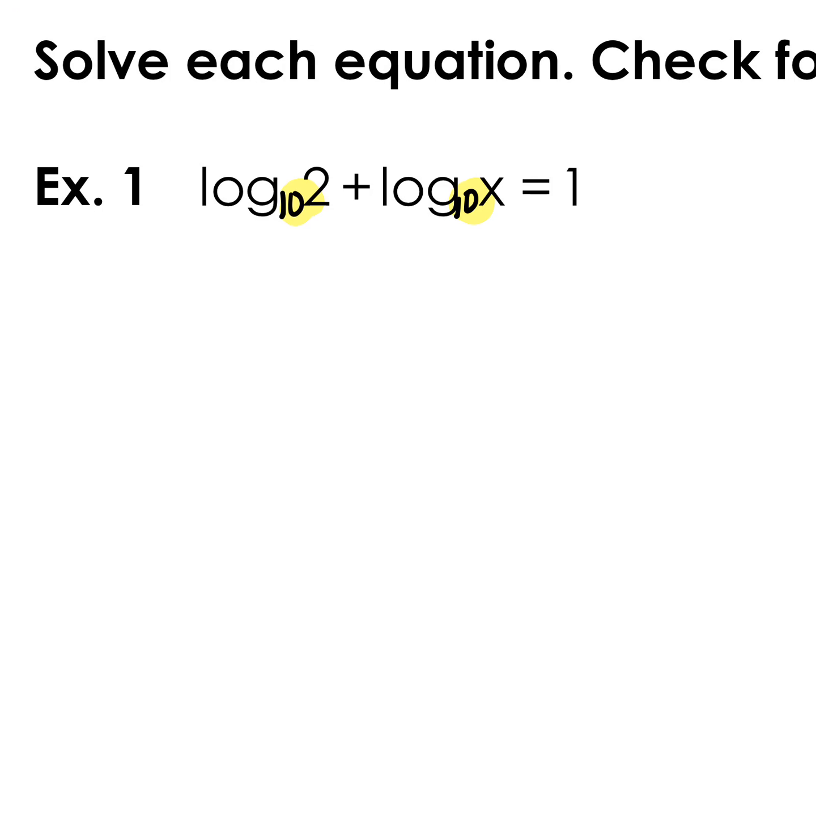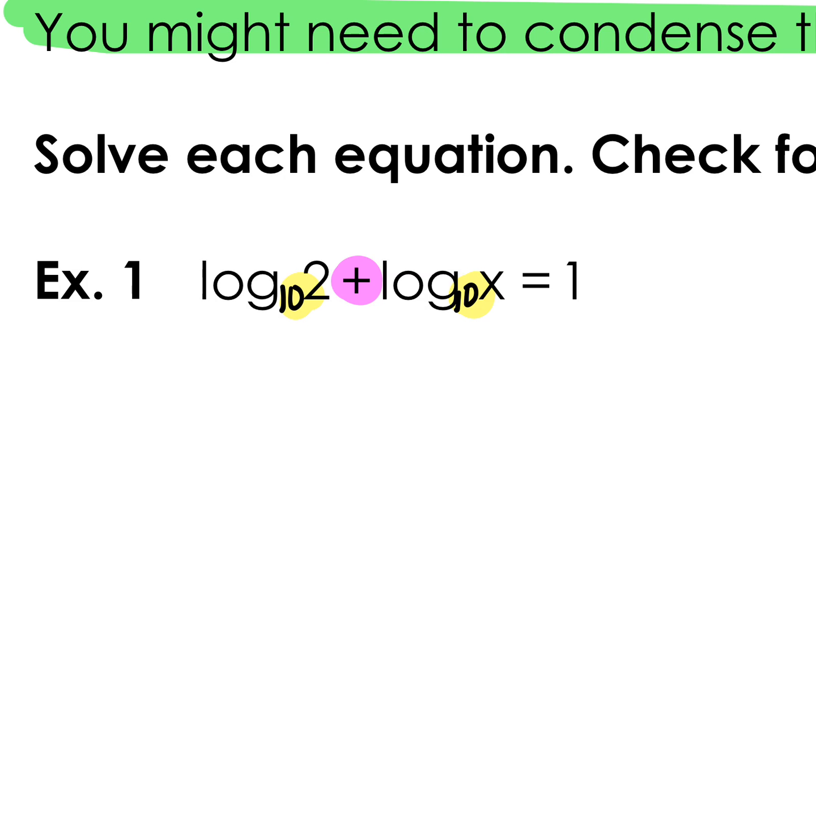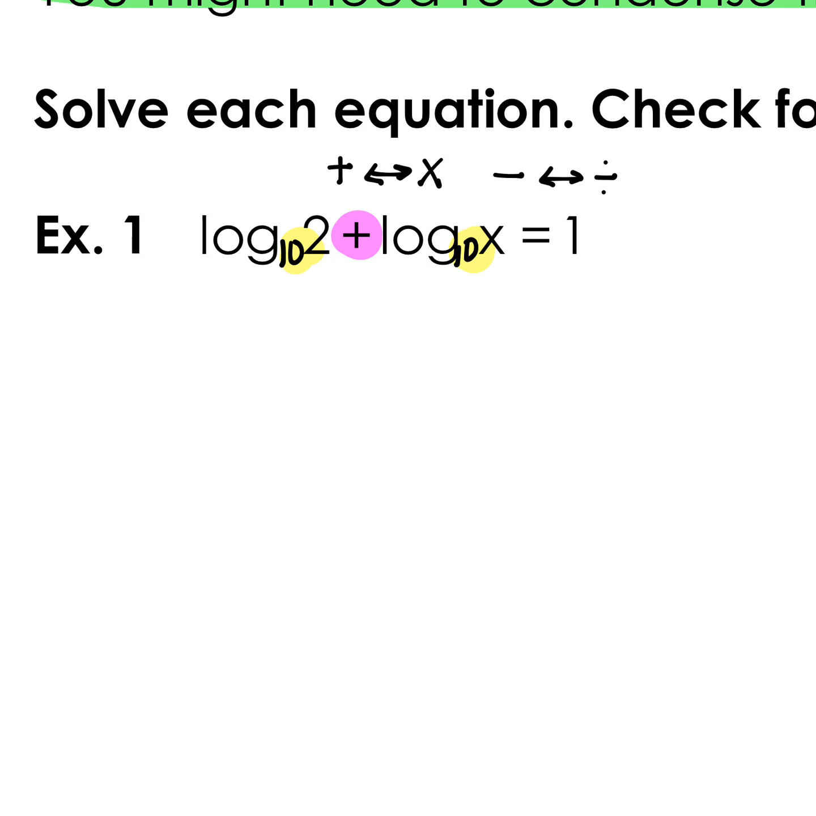So how can we condense this down to one log? Because it's addition, we're going to think multiplication. So remember, when it's adding, we're going to think multiply. When it's subtraction, we're going to think divide. So let's condense this. It's going to be log base 10 of, well, because it's a plus, you're going to multiply 2 times x and say that it equals 1.